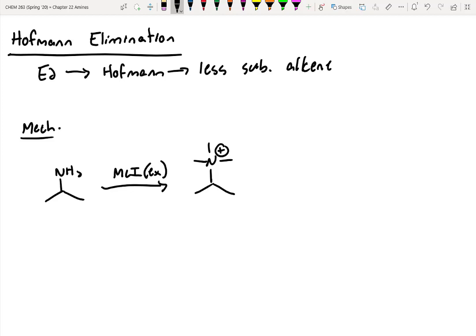So what we can do in this case is then treat this with a base. So you can treat this with NaOH. The sodium, again, is just a spectator. Our hydroxide is going to act as the base itself. And because this has a positive charge on it, it's going to be a pretty good leaving group, right? Because when it falls off, it's going to be neutral.